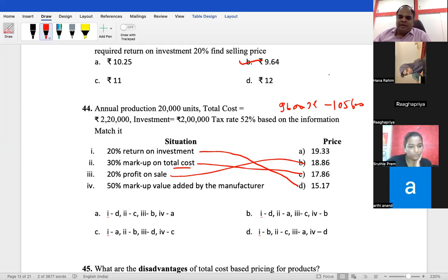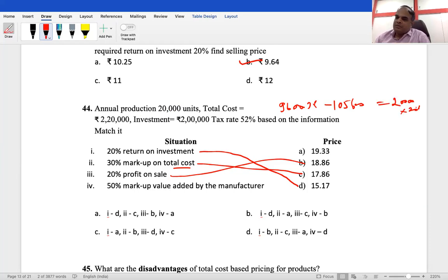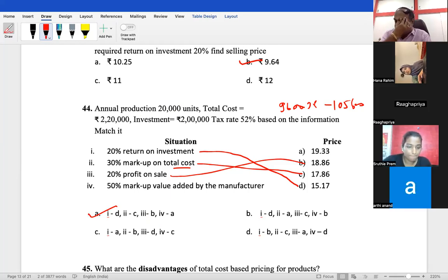Value addition means how to find out: 9,600 X minus 105,600 should equal 50% on 2,20,000 minus raw material cost. Other than raw material cost is value addition. Understood? They are supposed to give the raw material, then only you can complete. So what is the answer? A is the answer. Understood the logic or not? Value addition means total cost minus raw material cost.